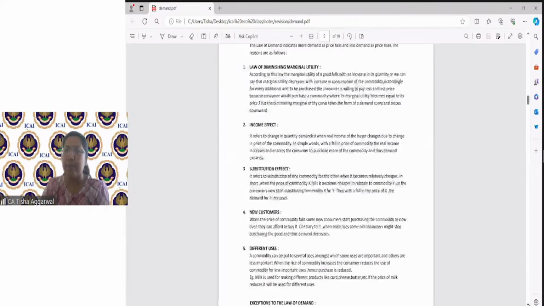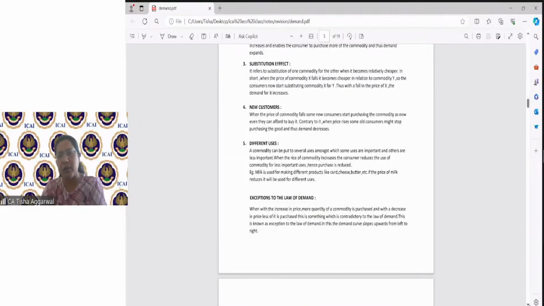Third is the substitution effect. When a particular product or commodity increases in price, why would I buy that? I will change; I will substitute it with something else. Correct. Next is the new customers. Obviously, when the product price falls, people have a tendency of buying more of that commodity. Also, there were some consumers who were thinking that they would buy it but were unable to. The moment prices go down, automatically the new consumers also increase.